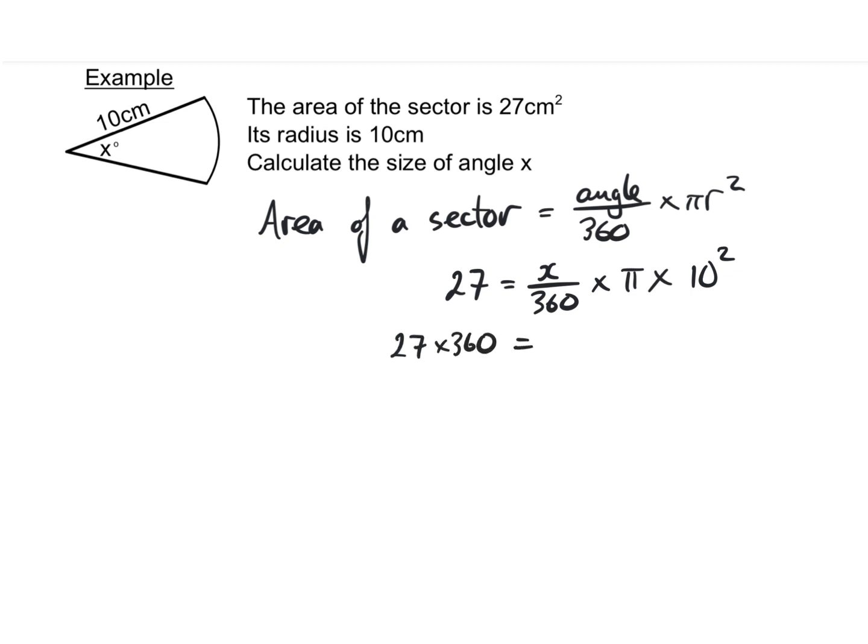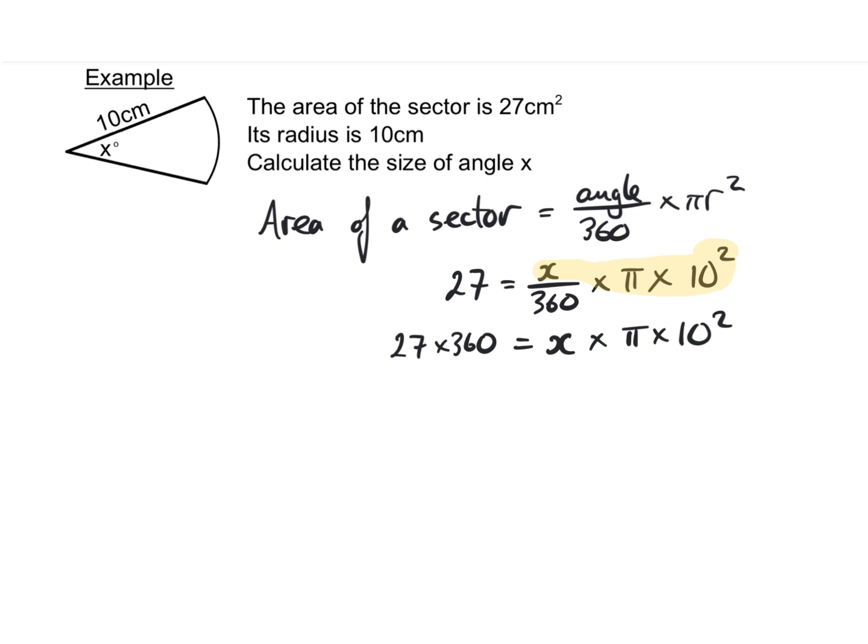And multiplying the second side by 360, remember that will effectively just cancel out the division by 360, and what I'll be left with is this bit here. So again, multiplying this by 360 will just cancel out this division here, and I'll be left with this. So I can just write out what's at the top there, x times pi times 10 squared. And the next step is to try and get the x on its own.